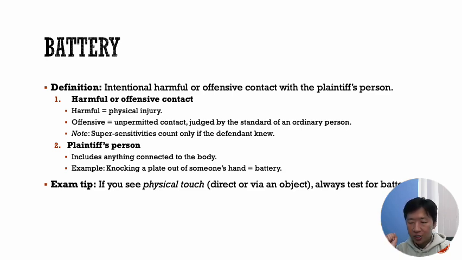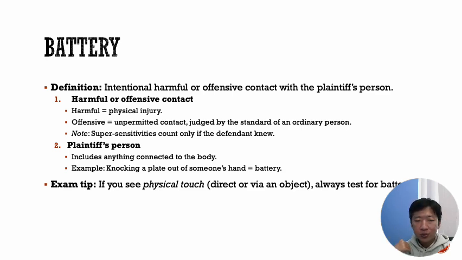If we break the definition down, the first element will be harmful. What does harmful mean? Harmful means injury, whether the person's act contributes to injury. The second one, offensive. Probably there's no injury, but the defendant's action is unpermitted. But here will be the tricky part. When we evaluate the essay question, we ask whether the contact is judged through the victim's perspective or a reasonable person's perspective.